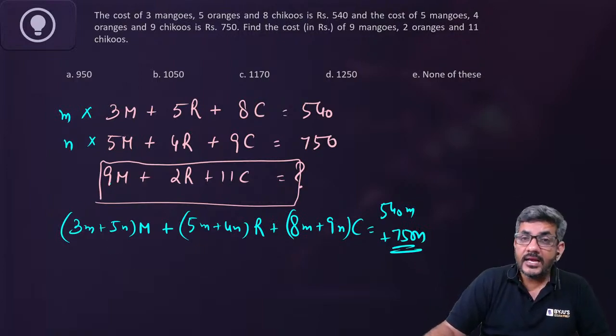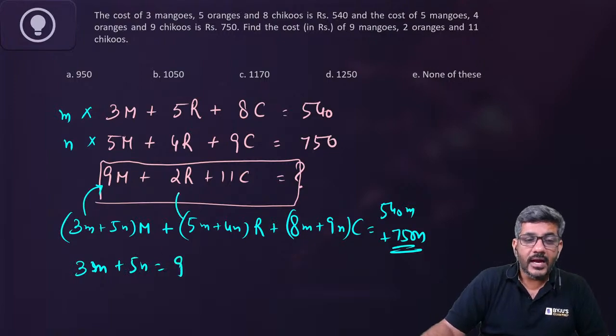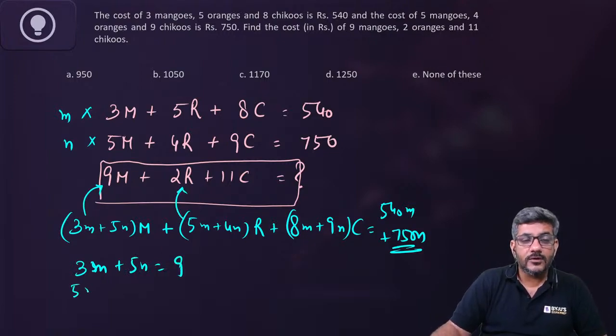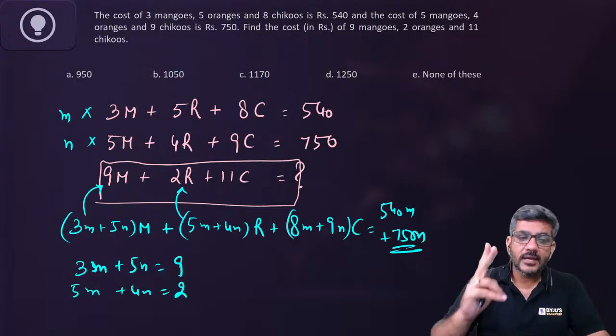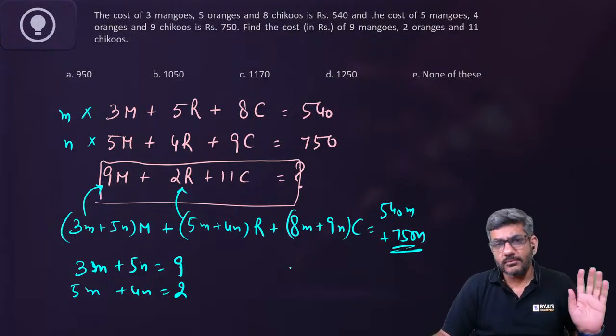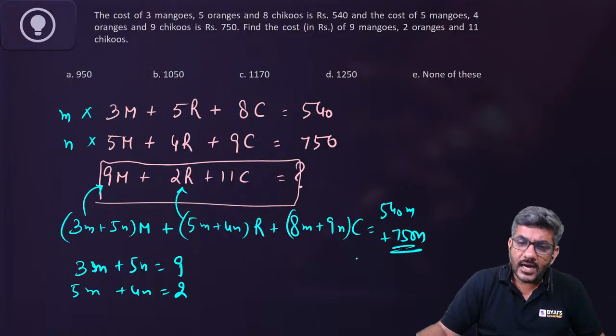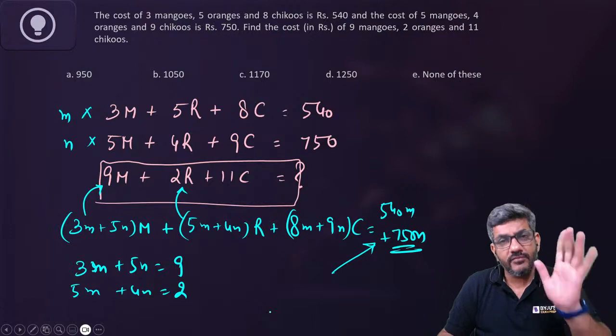I want 9 in the coefficient of mangoes. So 3m plus 5n should be equal to 9. And 5m plus 4n is equal to 2. So there are two variables. There are two equations. How do we solve them? We all know. मेरे ख्याल से ये तरीका तो आप सबको पता ही है. After that, just do that and put those values of m and n here, and you will get the answer. That's one way of doing it.